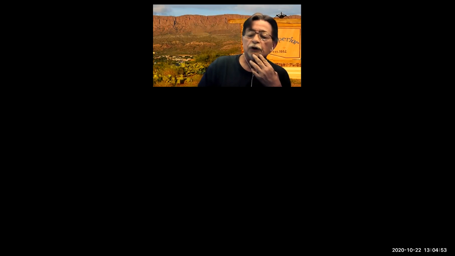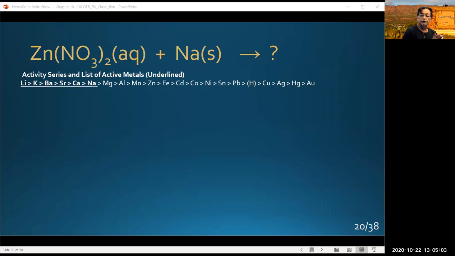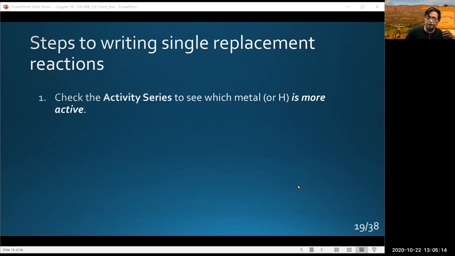Okay, so let us continue with where we left off, and we're almost done with this chapter. Shouldn't take too much more as far as classes. We've been talking about types of chemical reactions, and we have previously talked about the single replacement reaction. So we're going into single replacement reaction.